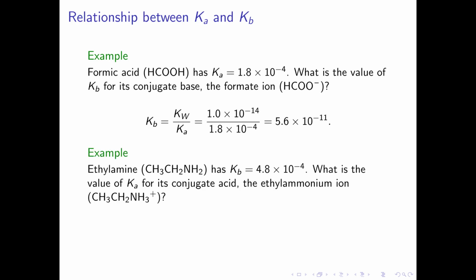Next, the weak base ethylamine has Kb equal to 4.8 times 10 to the negative 4. What is the value of Ka for its conjugate acid, the ethylammonium ion? This time we're solving for Ka, which is equal to Kw divided by Kb, or in this case, 1.0 times 10 to the negative 14 divided by 4.8 times 10 to the negative 4. This gives a Ka value of 2.1 times 10 to the negative 11.